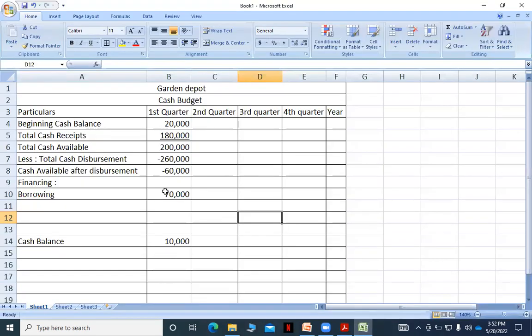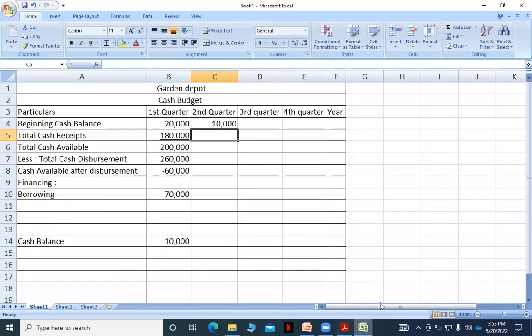So first quarter is done, first quarter balance is 10,000. Now do the second quarter. Second quarter, see, first quarter ending balance will be the second quarter beginning balance. So second quarter beginning balance will be 10,000. So write 10,000 taka here.